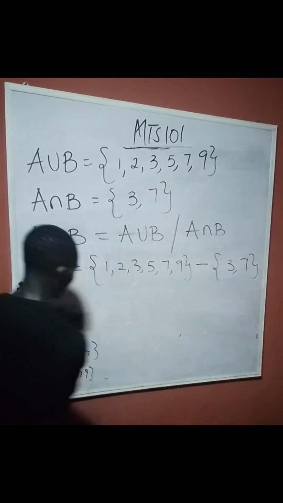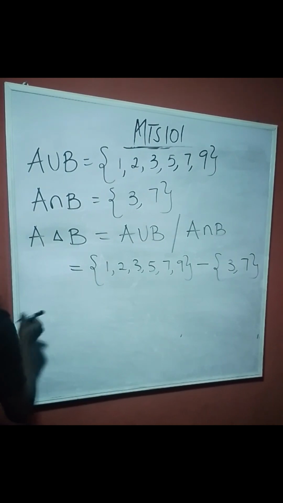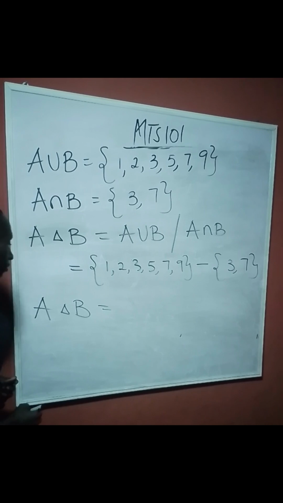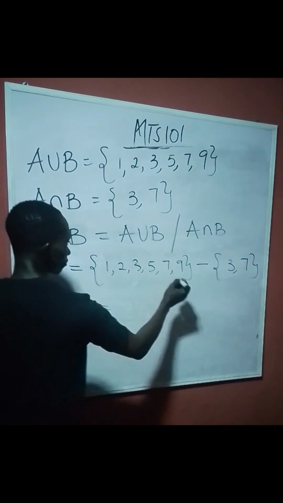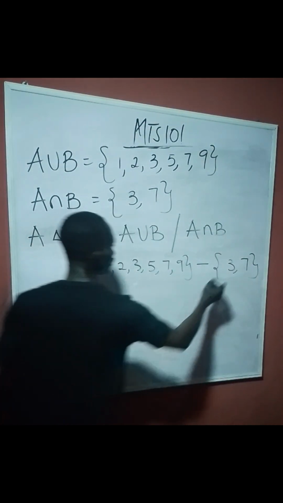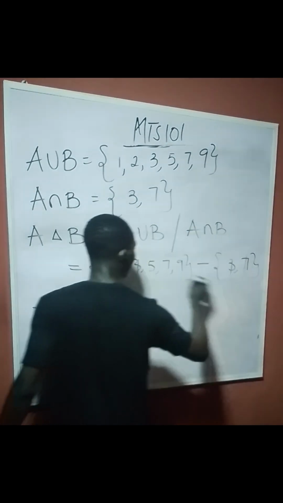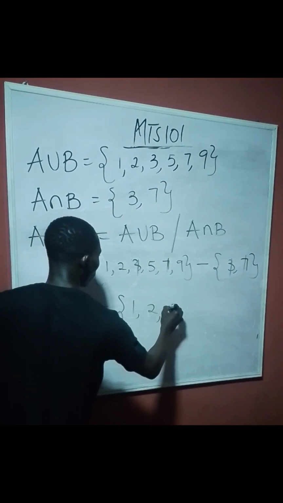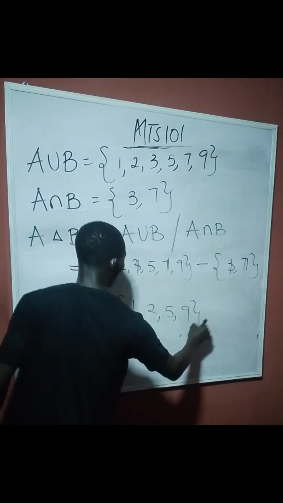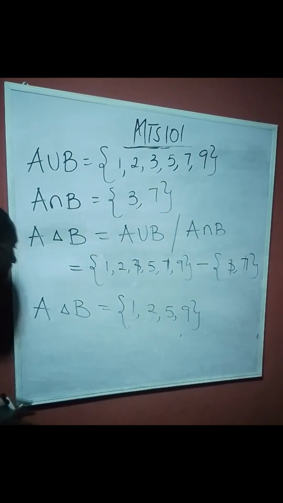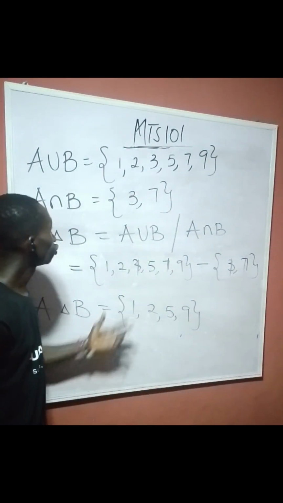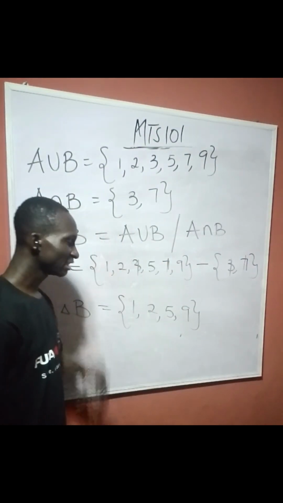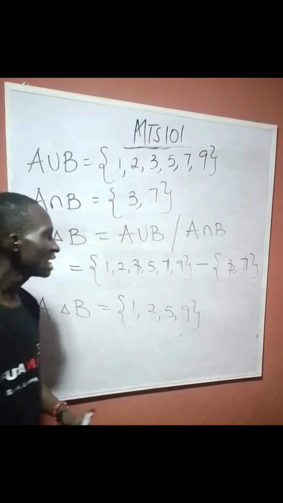Now let's do that. I replace that. A symmetric difference B will be what? Taking off the elements in the union. Take this off and this off. So what do we have left in the union? That's 1, 2, 5, 9. So this is A symmetric difference B using the union difference the intersection. Now let's try the other method.